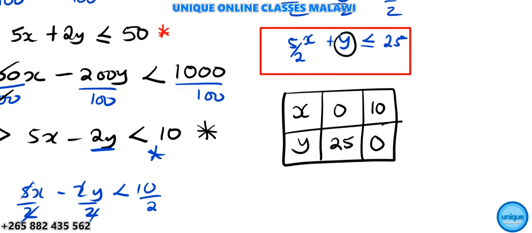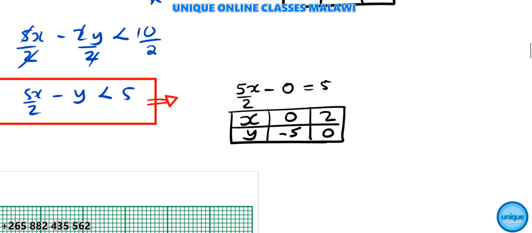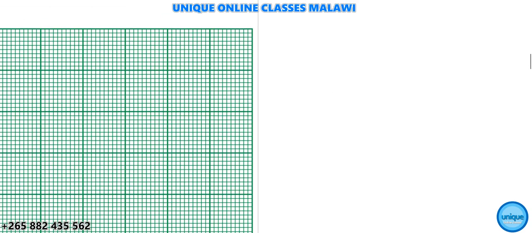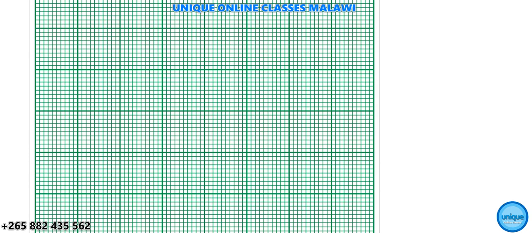Therefore we can determine the maximum points of y and x. So the maximum value of x should be 10, and of y should be 25. So what will happen here, we have no negative x. So I should construct this.